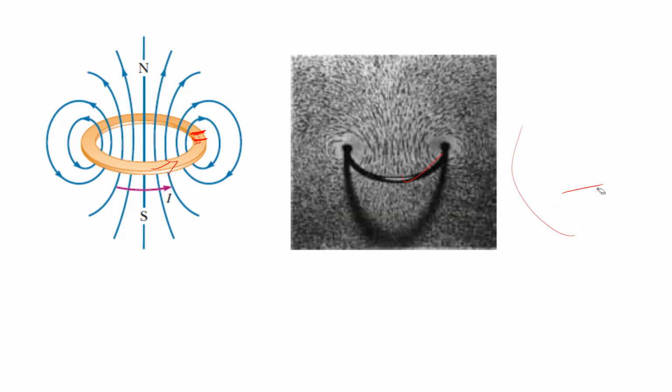Similarly, a circular current carrying loop behaves like a bar magnet, and it produces a magnetic field analogous to the magnetic field lines produced by a bar magnet having north pole and south pole. This is also one of the important questions. A circular current carrying loop we consider as a bar magnet.